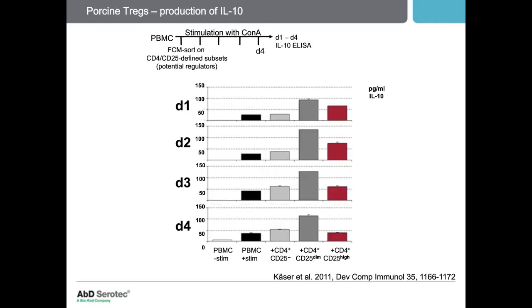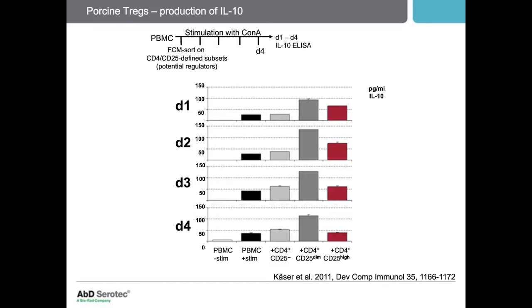Regulatory T cells are defined by their IL-10 production. When we stimulate sorted CD4, CD25 defined T cell subsets with ConA and measure their IL-10 production over time, you see the CD4 plus CD25 dim T cell subset represents the most IL-10 producers. The CD25 high CD4 positive T cells show minor IL-10 production.